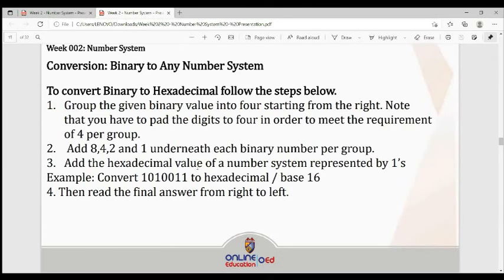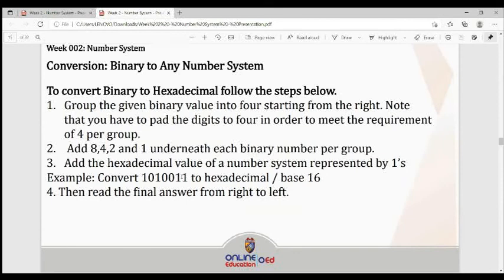Add the hexadecimal value of a number system represented by ones. Then convert. Example, we have 1010011 to hexadecimal or base of 16. So, ang gagawin muna ninyo ay you need to group this into 4. So, mag-start tayo sa right. 1, 1, 0, 0. So, ito yung first group ng 4. And then 1, 0, 1. Then, mag-add lang tayo ng 0 dito. Another group of 4.